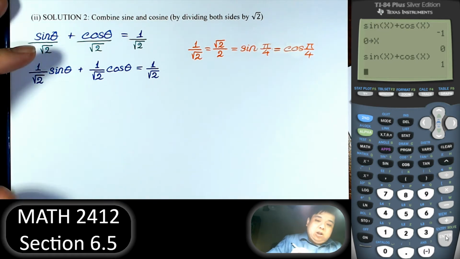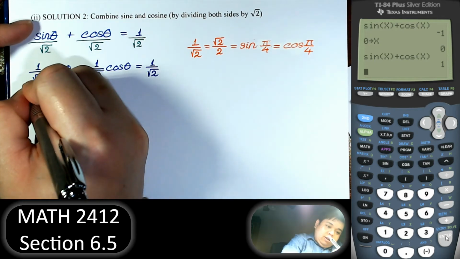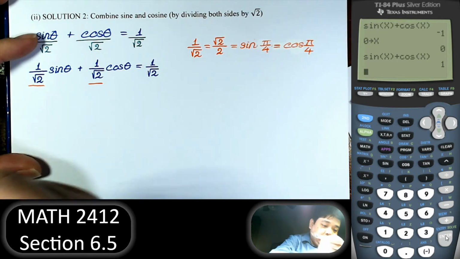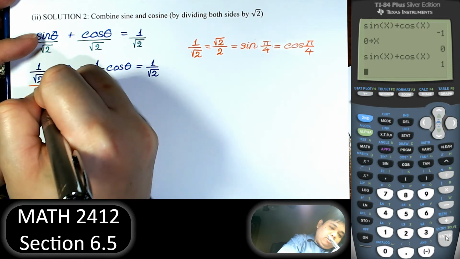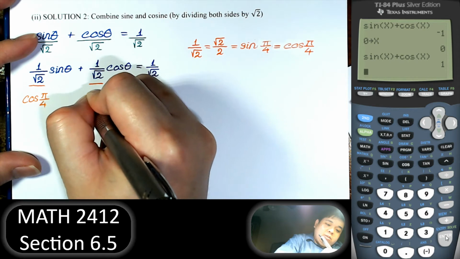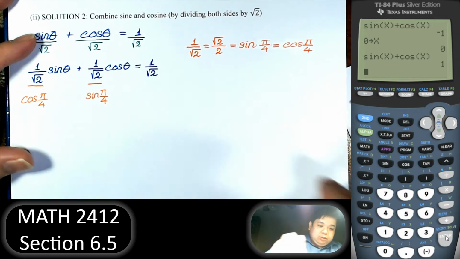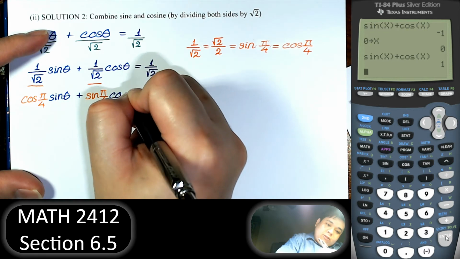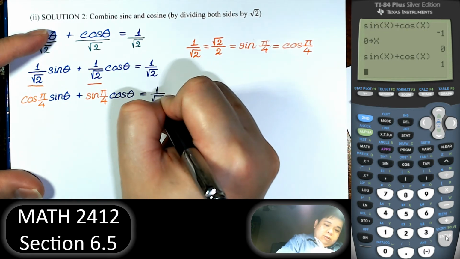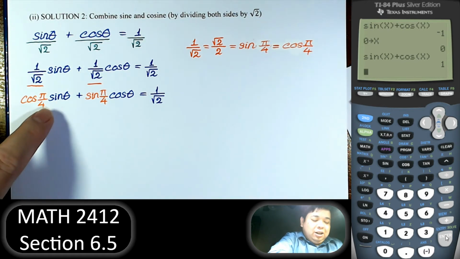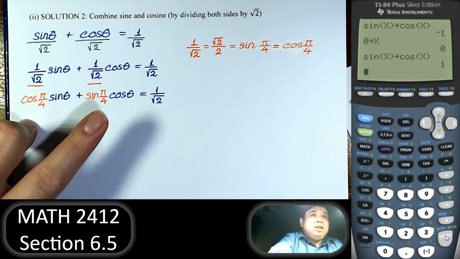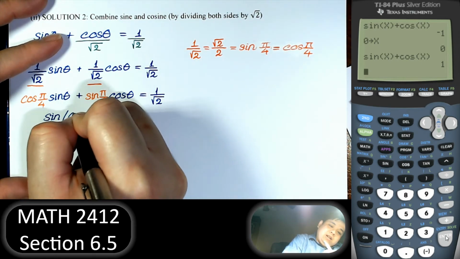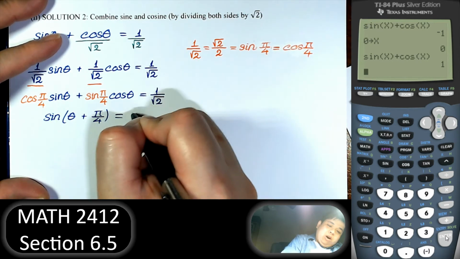So of course we can choose. In that case, let's write this one as cosine of pi over 4, and write this one as sine of pi over 4. And now we have sine, cosine, cosine, sine. So this is the sine of a sum. We can write this as sine of theta plus pi over 4 equal to 1 over square root of 2.